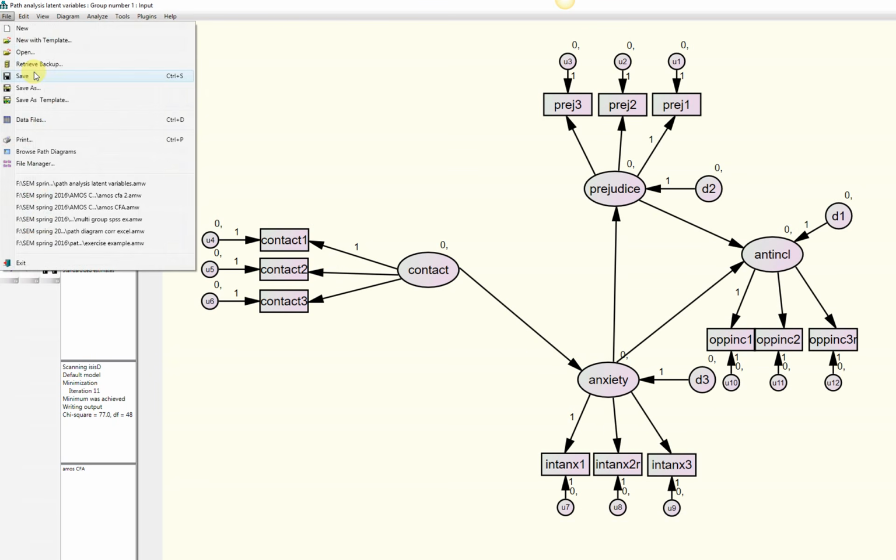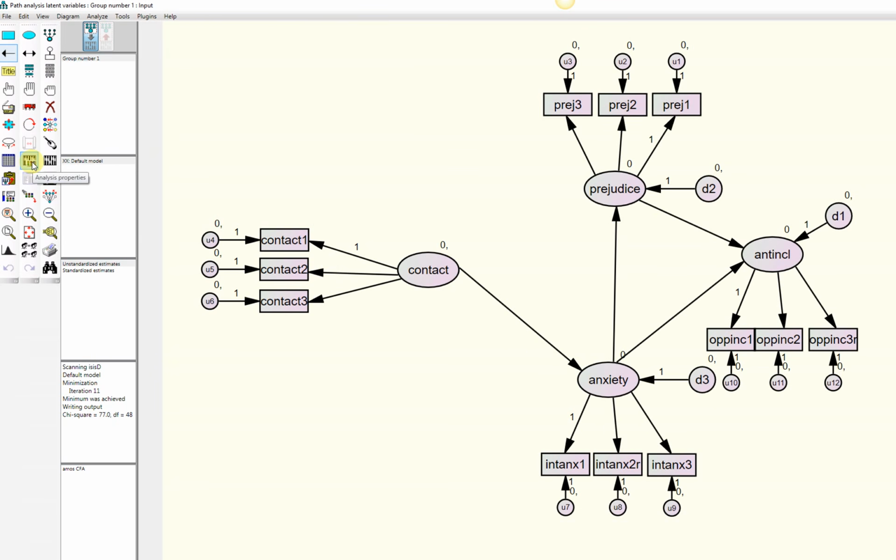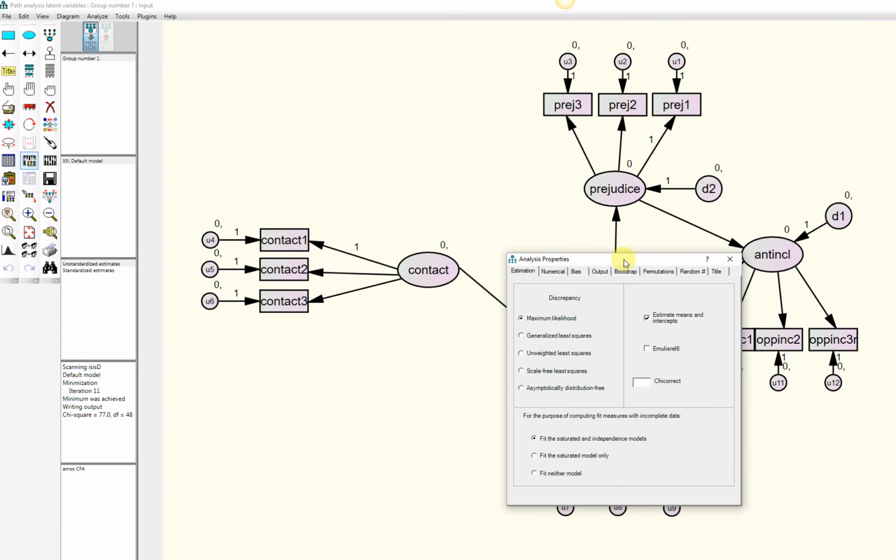I want to save it, and then I can go under Analysis Properties. In the previous video, I indicated that I had some missing data, in which case we're going to use full information maximum likelihood in AMOS. So I have to click on Estimate Means and Intercepts. If I had a complete data set, then I would click off of this, because there are certain things that you can't get in terms of output when you click on this. But if there's any missing data and you don't have this clicked, the program's not going to run. So I'm going to click on this.